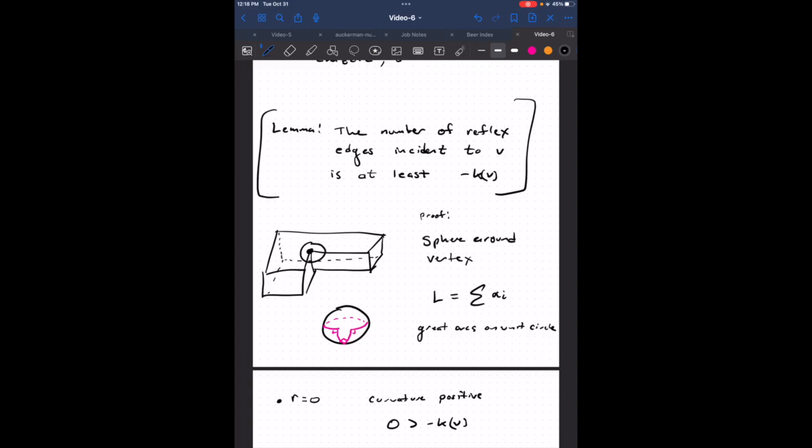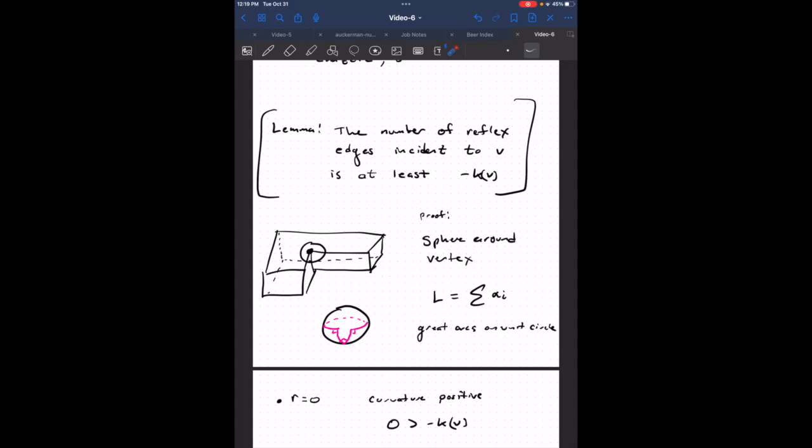So I'm considering this vertex here, and I'm going to project the surface onto the unit sphere, or consider the intersection. So here the intersection would look something like this. So we're going around and then down, something like that. Okay, and we'll let L be the length of this curve on the sphere.